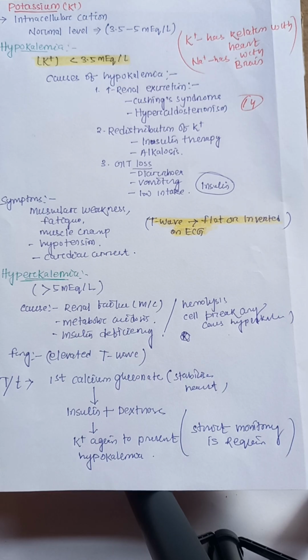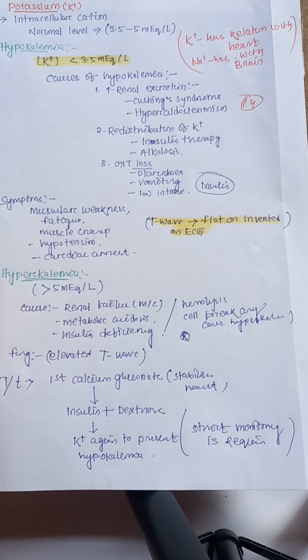Hyperkalemia means there is increased potassium, and potassium is responsible for the rhythmicity of the heart. If there is excess potassium, it may disturb the rhythmic contraction of the heart. That may cause abnormal arrhythmia, and cardiac arrest is also possible. So hyperkalemia and hypokalemia are both very dangerous, so they should be strictly monitored.